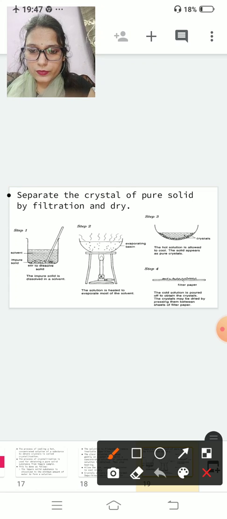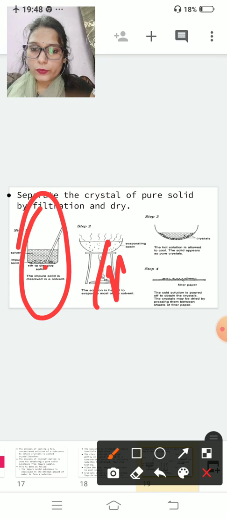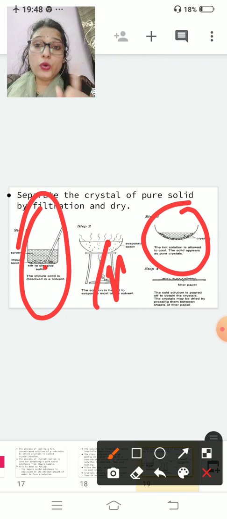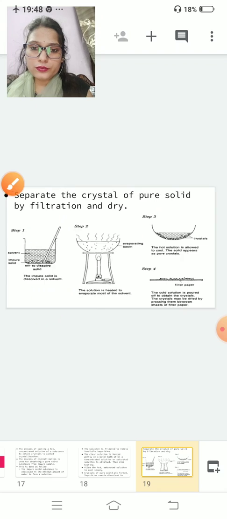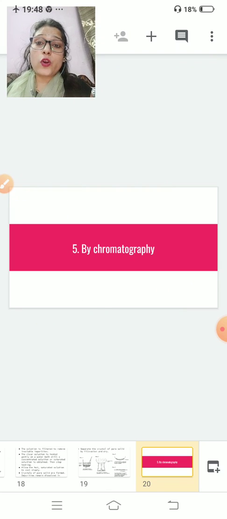See, first you will take a mixture, the impure solid, and dissolve it in water with the help of a glass rod. You will apply heat. You will get a concentrated or saturated solution. Allow it to cool down. Here you will not lose your liquid. Clear? Now the next process is chromatography.